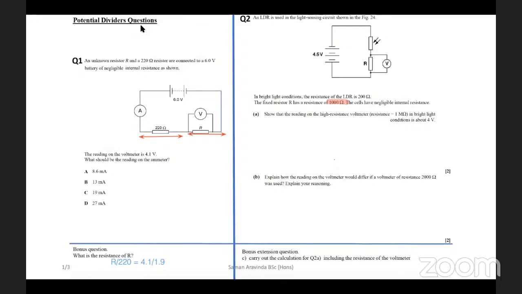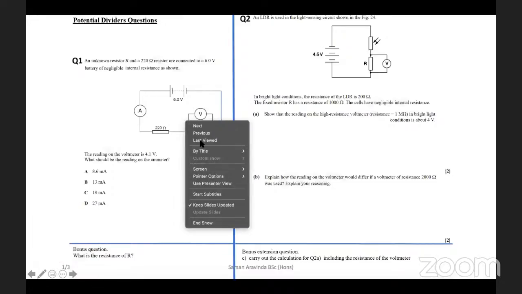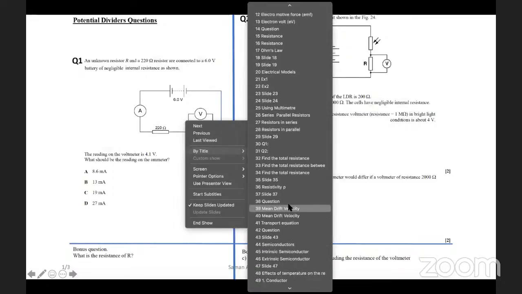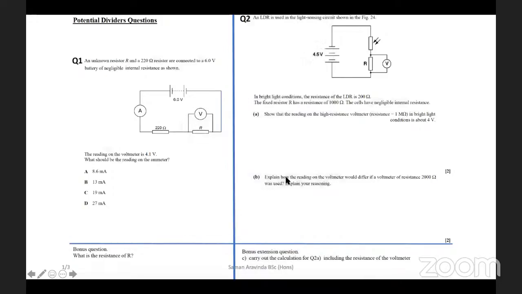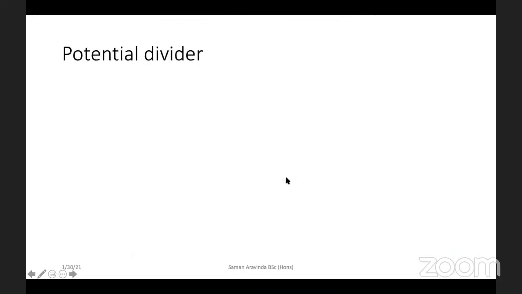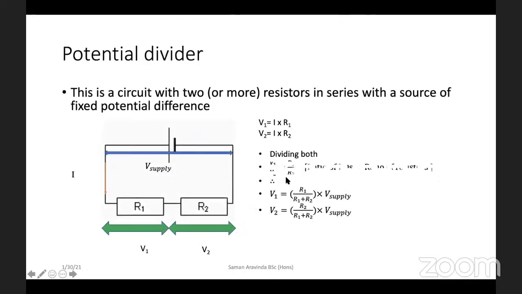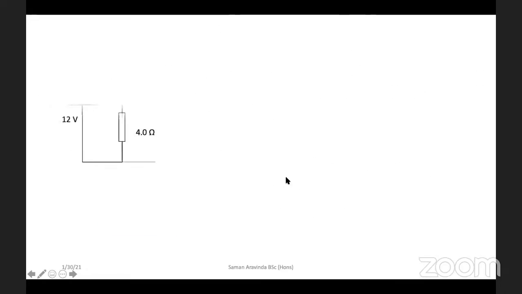So for this one, we have reduced the voltmeter resistance from 1 mega ohm to 2000, so you can't neglect the voltmeter resistance. Recall when we did the potential dividers in the first stages. Let me show you a small hint without saying the answer. Here we did a question like this. Can you remember? This one.